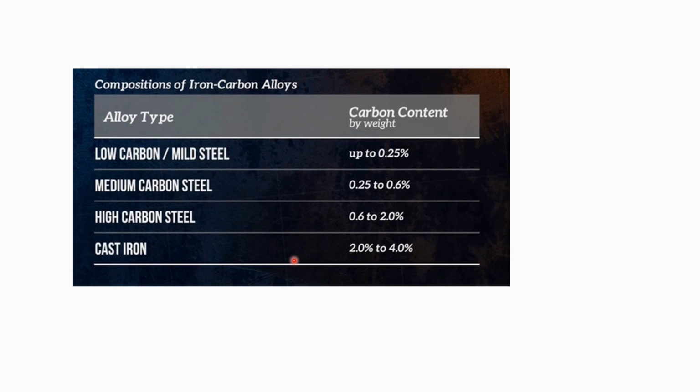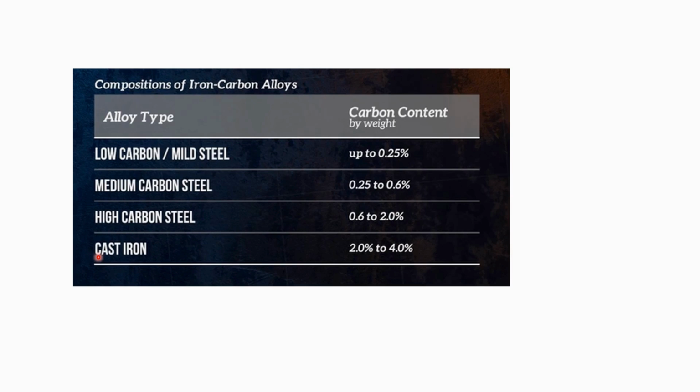And adding elements to the iron carbon mix will help us to tailor for specific properties. For example, we have stainless steel. The chromium is added for corrosion resistance. For example, we have type 304 that consists of 18% chromium and 8% nickel.